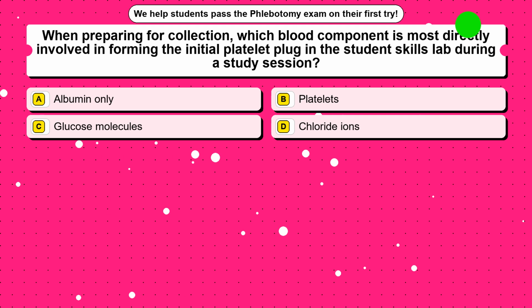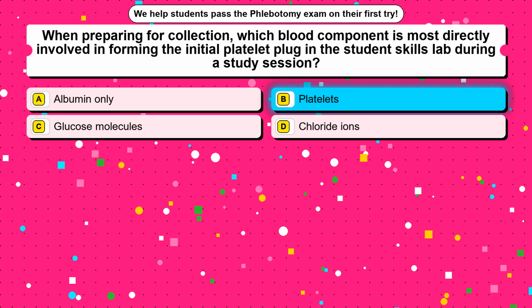Question 73. When preparing for collection, which blood component is most directly involved in forming the initial platelet plug in the student skills lab during a study session? Option A. Albumin only. Option B. Platelets. Option C. Glucose molecules. Option D. Chloride ions. The correct answer is option B.